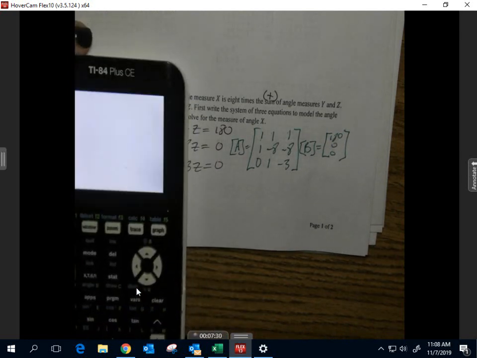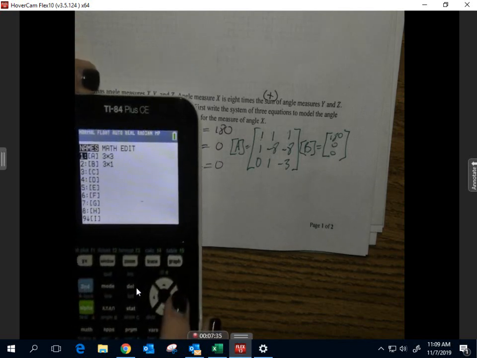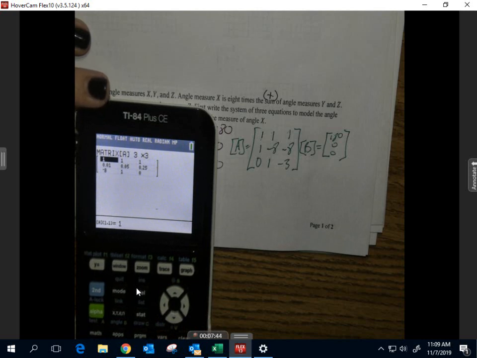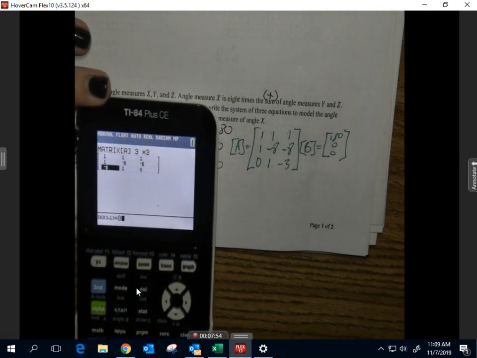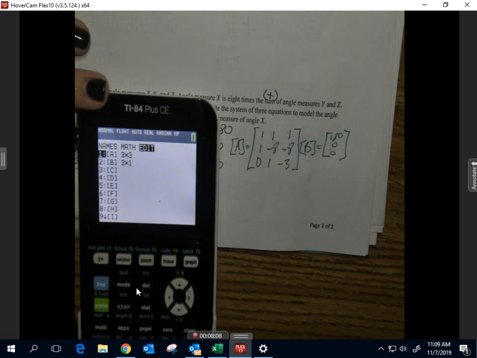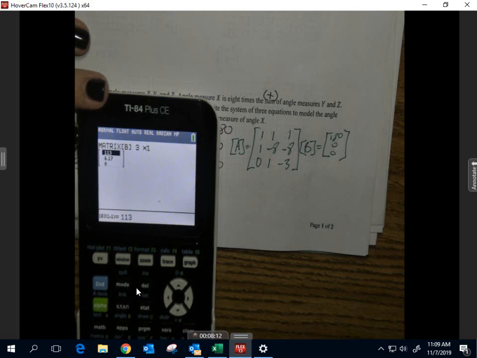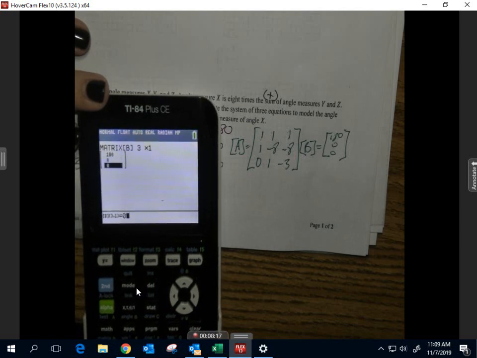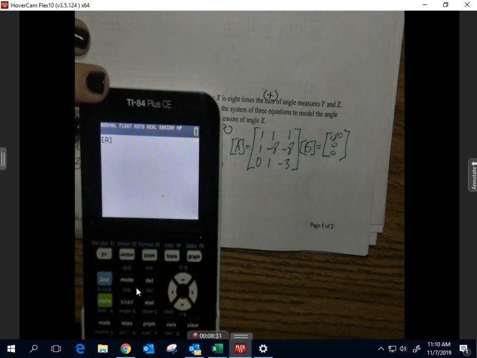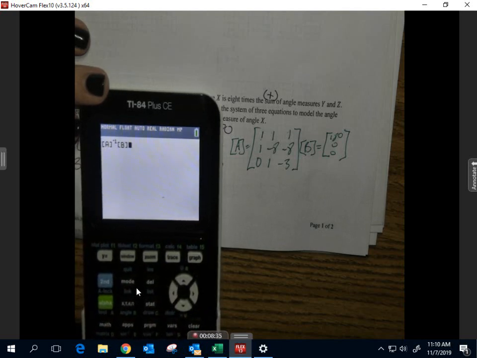Alright, let's make those matrices in our calculator. Second matrix, over to edit. 1, go down. So on top it's going to be all 1s. Then 1, negative 8, negative 8, 0, 1, negative 3. Then second matrix again, over to edit, this time 2, and I'm going to go down, and it's going to be 180, 0, 0. Alright, so what I'm going to do now is solve it. So second matrix 1, inverse, second matrix 2, enter.